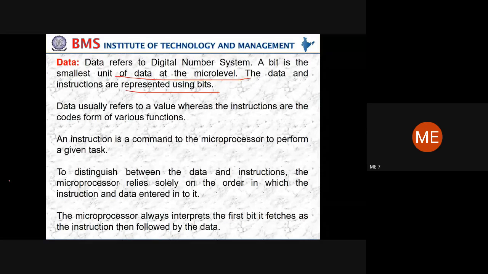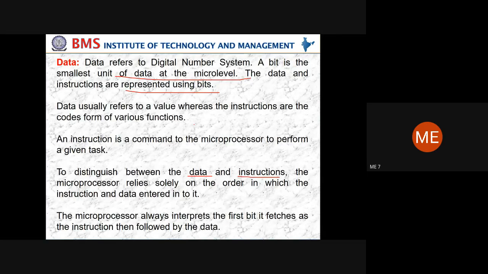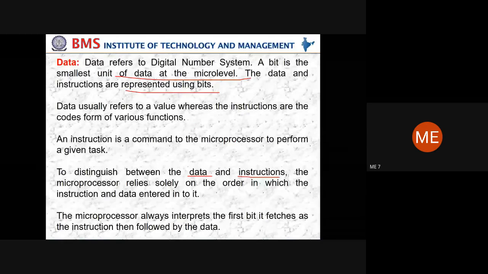As I told, we have two things, data and instructions. Both data and instructions are going to be represented as binary numbers. Now observe carefully. Data usually refers to a value, whereas instructions are the codes for various functions. Data is nothing but the number on which some operation is going to be carried out.